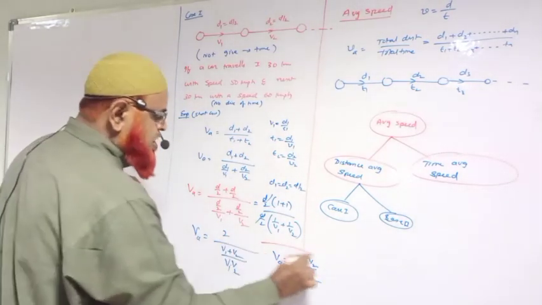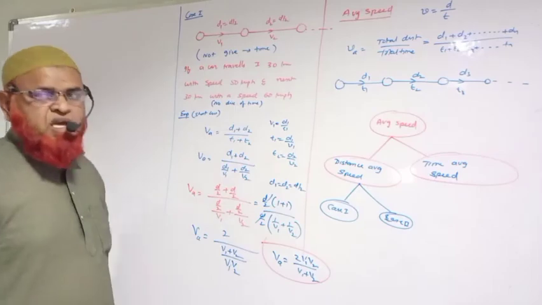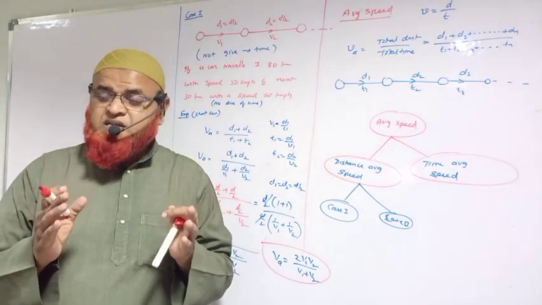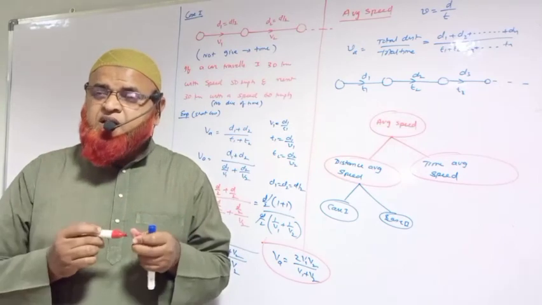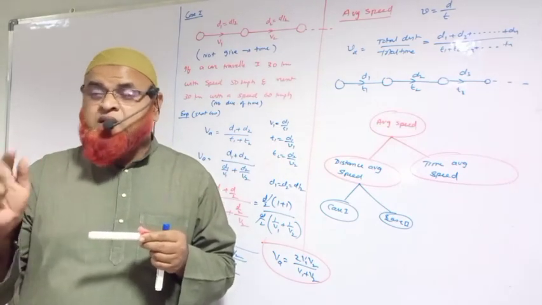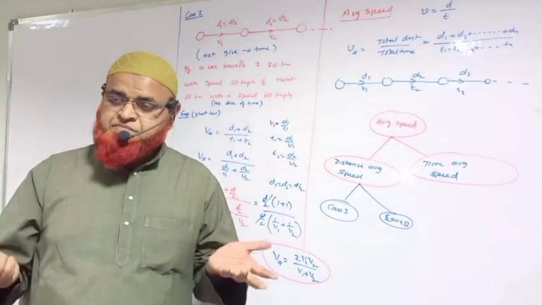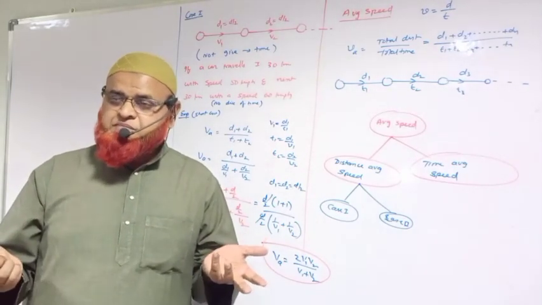So this is a shortcut formula to find the average speed only when speeds are given. Even distances are not given, the question only says half and half. Half and half. 30 and 30.